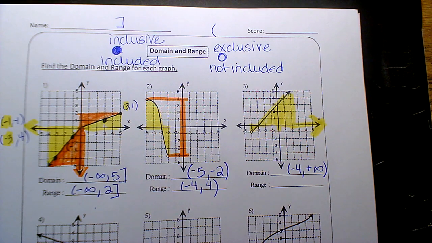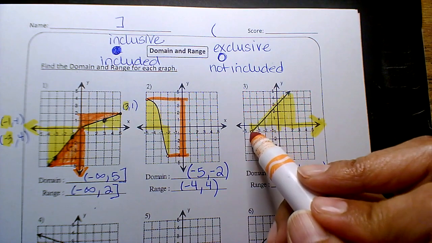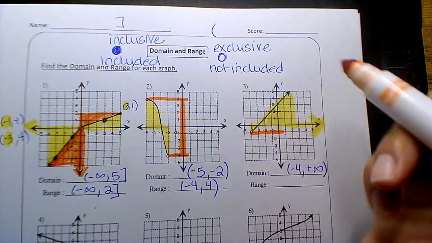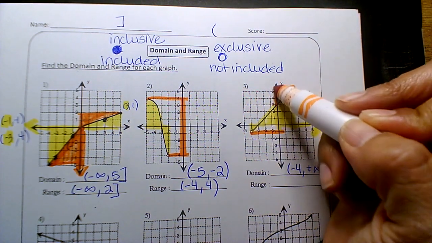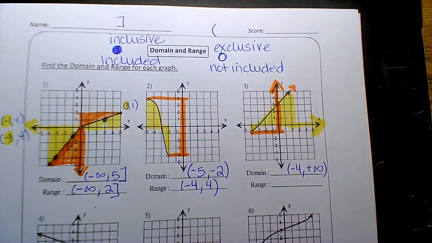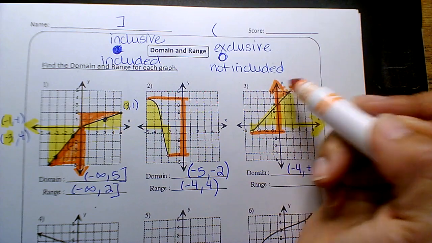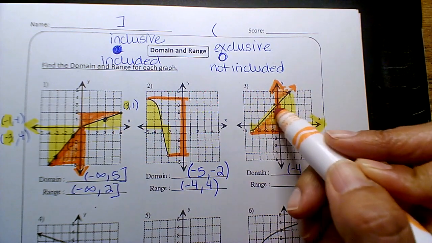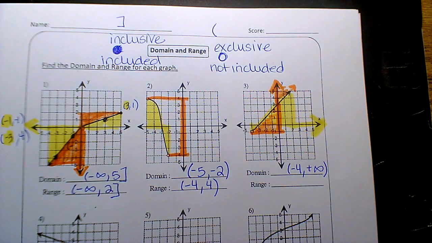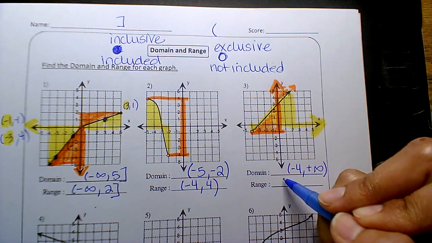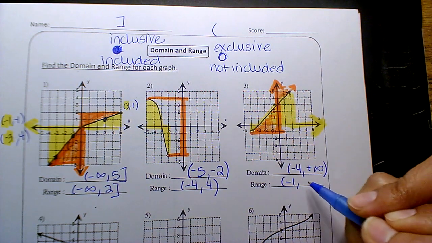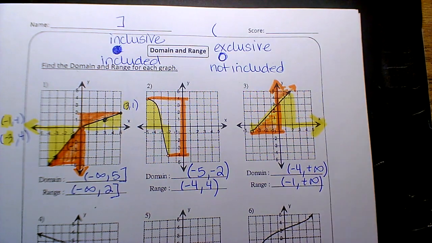Okay, so now range, and then this is an arrowhead, so now it's going on forever. I want to color it. What's my range? -1 to, yes, positive infinity.